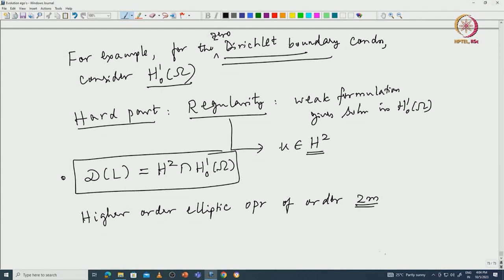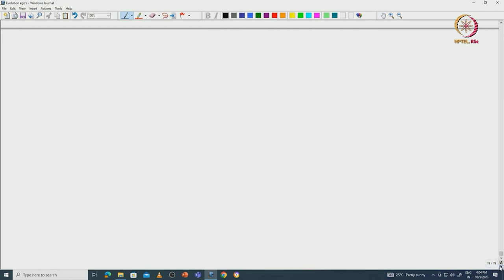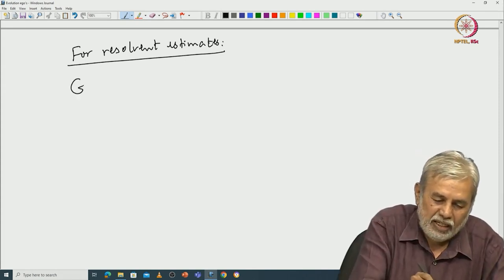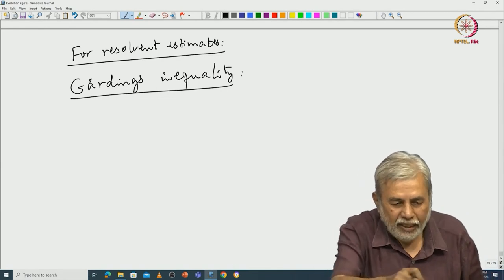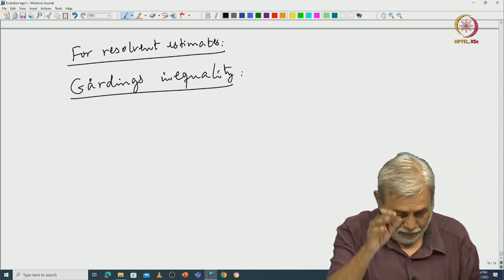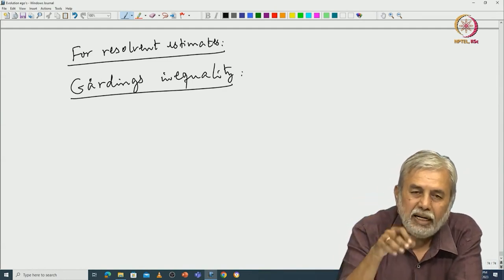Okay. So, the second part, namely the resolvent estimates, the analysis is much harder. Okay. So, here one important inequality, lack of time did not permit us to do many inequalities, and this is one of them. So, this is Garding's inequality. So, this is an important inequality in the theory, and that will lead us to this resolvent set and resolvent estimates.